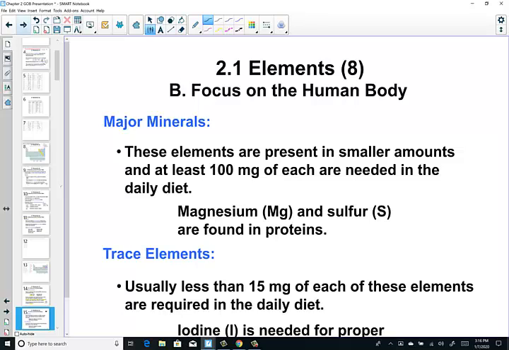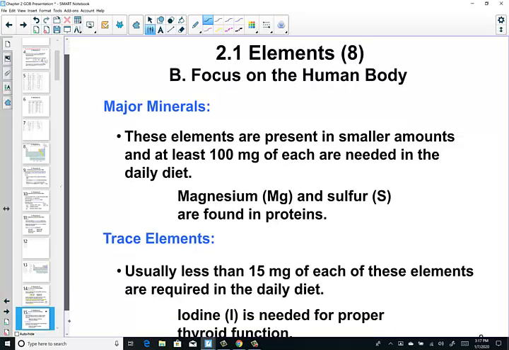We have major minerals based on these elements that are present in our bodies as well. These elements are present in very small amounts. At least 100 milligrams of each are needed in our daily diet. For example, 2 elements that are considered major minerals would be magnesium with the elemental symbol Mg and the element sulfur with its symbol S. Both of these elements are key in the structure of proteins.